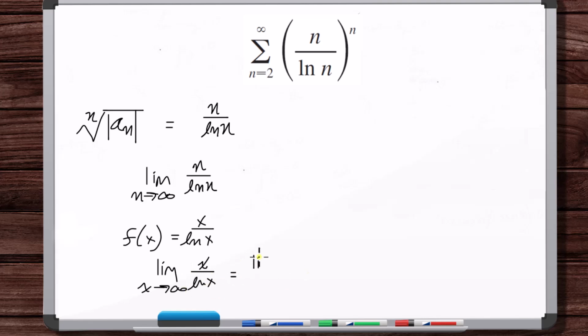Okay, infinity over infinity. So let's use L'Hopital's rule. So you've got 1 over x, which is just x. Okay, so for the ratio and the root test, this limit is equal to infinity. If the limit of this sequence converges but it's greater than 1, or it diverges to infinity, then that means the original series is divergent.